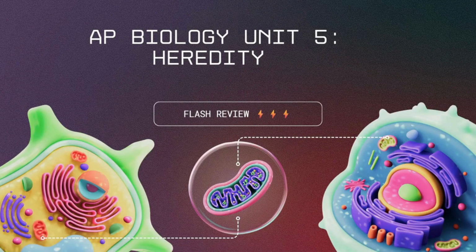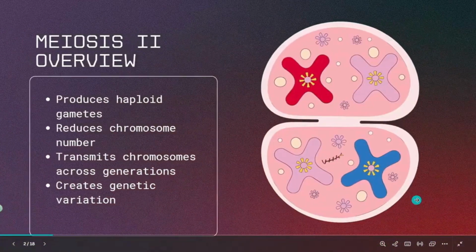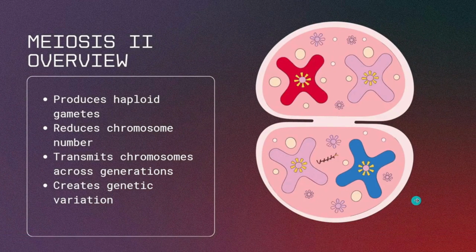Unit 5. Heredity is one of the biggest units on the AP Bio exam. It contains genes, meiosis, Punnett squares, and all of that. So what is meiosis? Meiosis is a process that produces haploid gametes, reduces chromosome number, passes DNA to the next generation, and creates genetic variation. The end result is 4 genetically unique haploid cells.